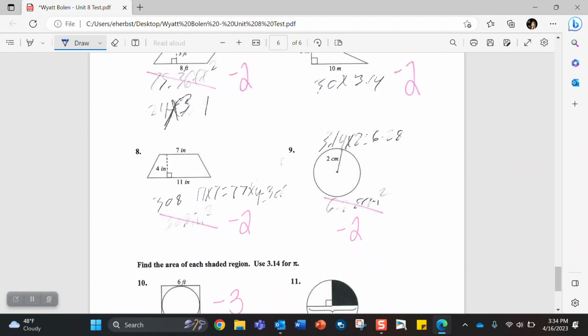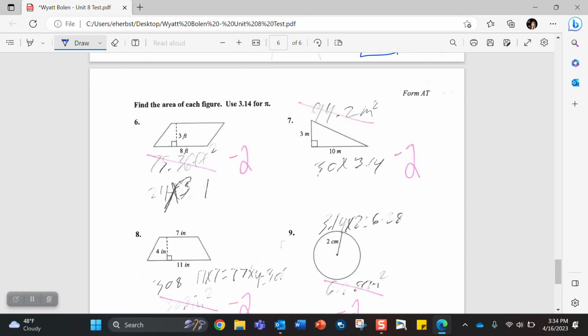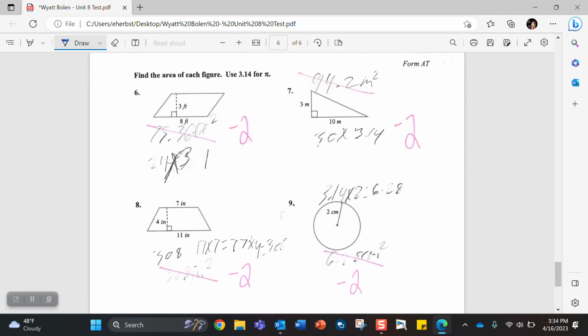The next problems are all about area. So you need to make sure you know what shape it is, find the formula on the formula sheet, and then apply the formula. These problems are worth 3 points, and I tried really hard to give them some partial credit here. We gave a point for using the right formula, a point for showing some work, and then a point for the right answer. So on all of these, you're going to see -2.